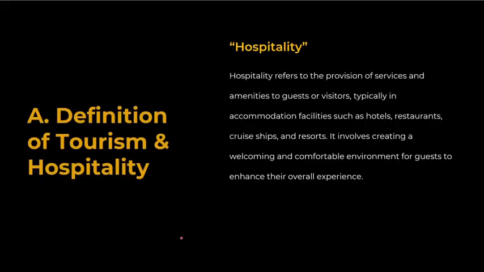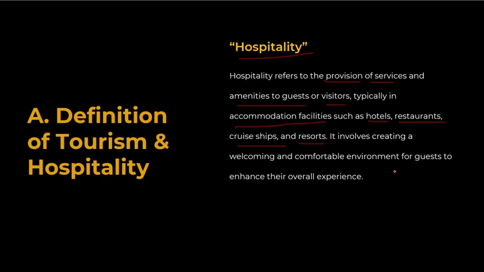Now let's proceed to the definition of hospitality. Hospitality refers to the provision of services. So hospitality providers offer services and amenities to guests or visitors, typically accommodation facilities such as hotels, restaurants, cruise ships, and resorts. It involves creating a welcoming and comfortable environment for guests to enhance their overall experience.